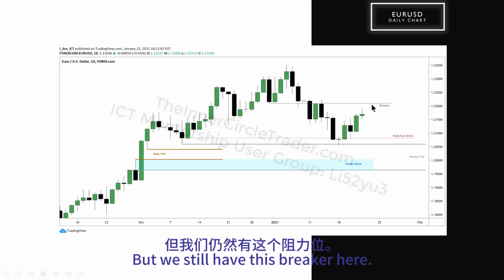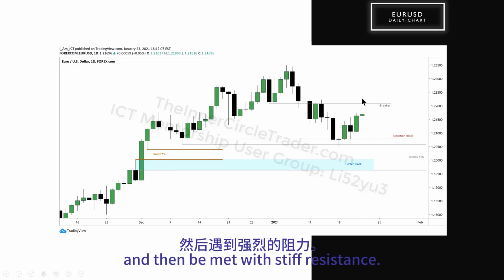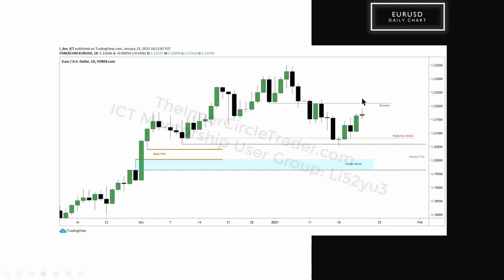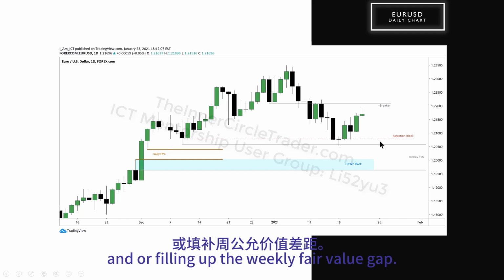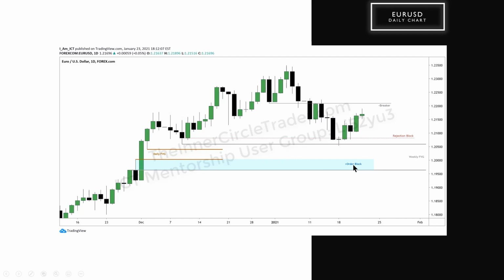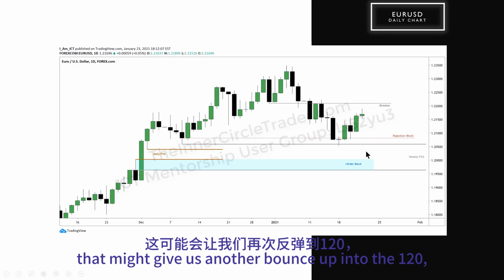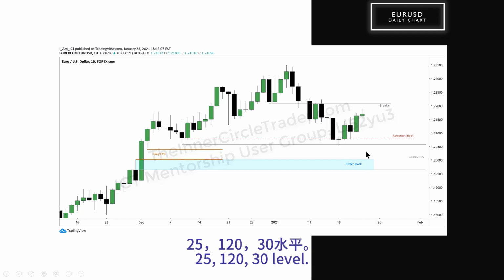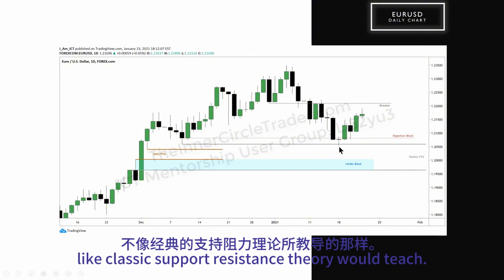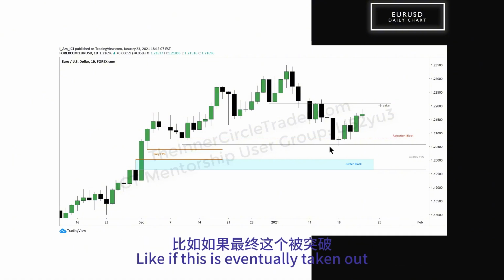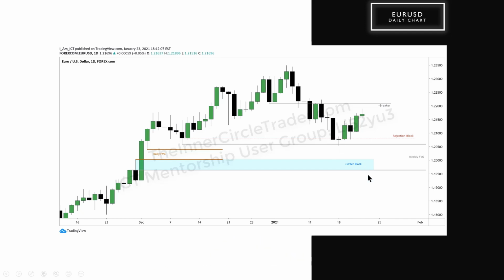But we still have this breaker here. So it could trade up into that breaker and then be met with stiff resistance, and they may reject that harshly and then work towards going into this daily fair value gap and or filling up the weekly fair value gap, and then being mindful that we have that order block here at the low end. That might give us another bounce up into the 120.25, 120.30 level, and not coming back to the low here like classic support resistance theory would teach. If this is eventually taken out and trades down, I wouldn't necessarily need it to trade back up there.